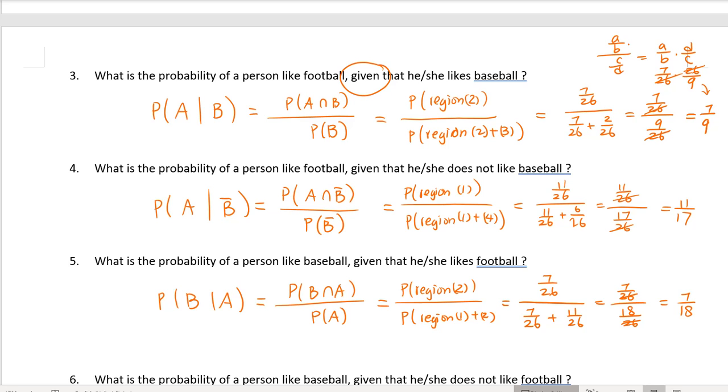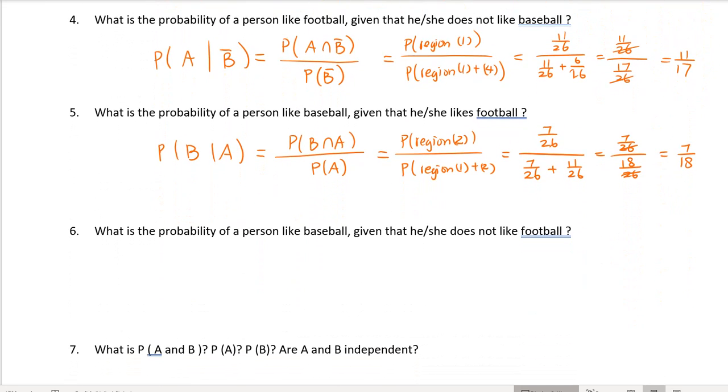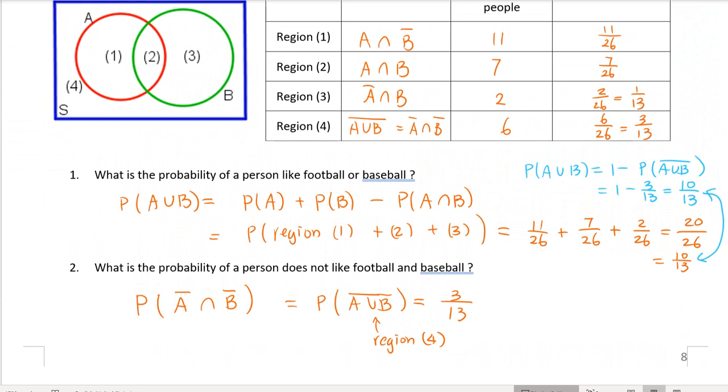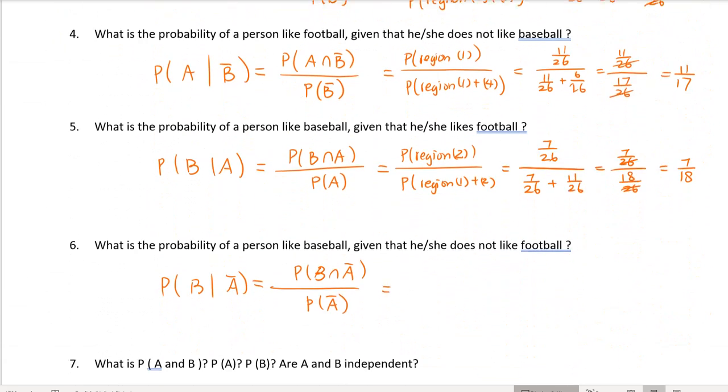Alright. How about part 6? What is the probability of a person liking baseball given that he or she does not like football? Okay. So A complement. Then we have the intersection, and then P of A complement. B and A complement is region 3. And then A complement is regions 3 and 4.